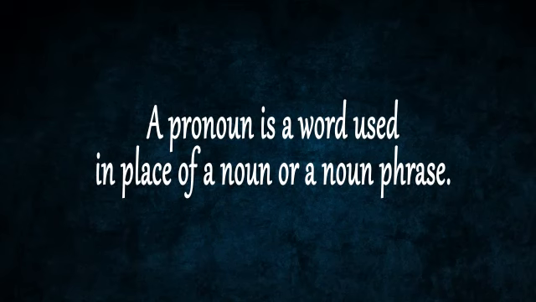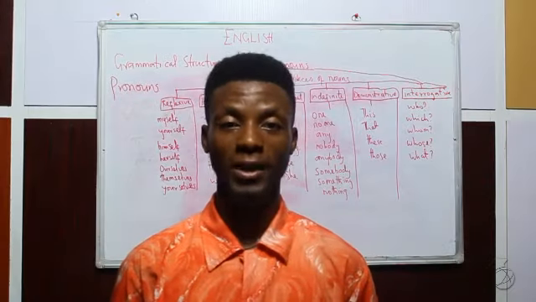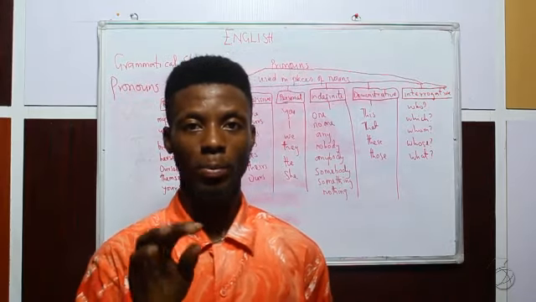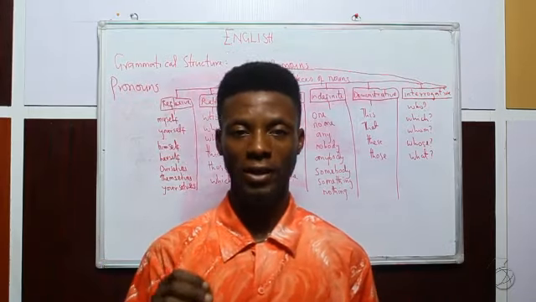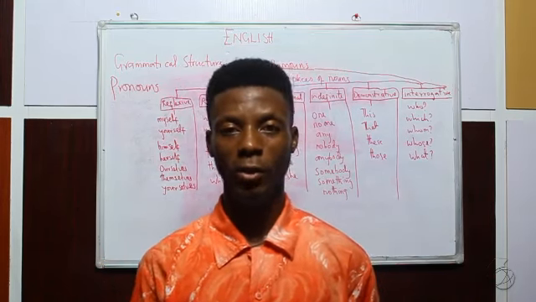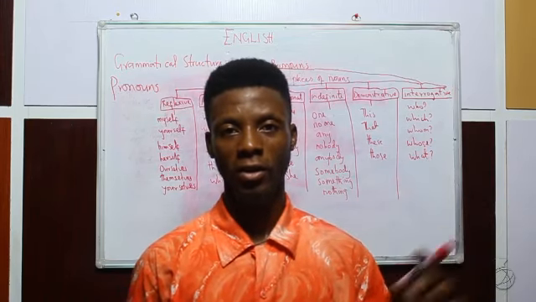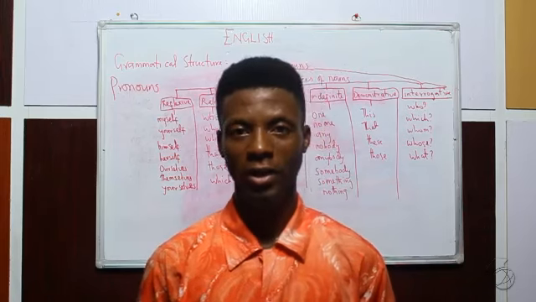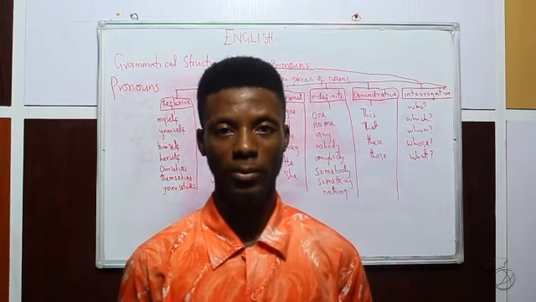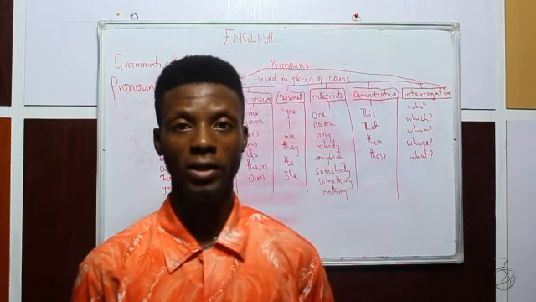Let us examine this example. Uche is a pretty girl. Uche can be replaced by a pronoun, which is going to reflect as: She is a pretty girl. She has replaced the proper noun Uche, and that is the function that a pronoun performs. It replaces a noun or a noun phrase in a sentence.